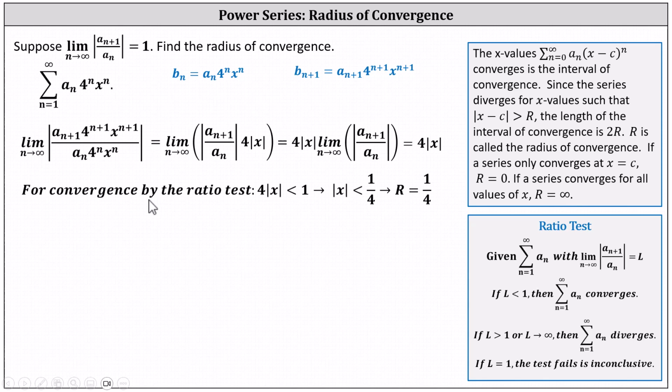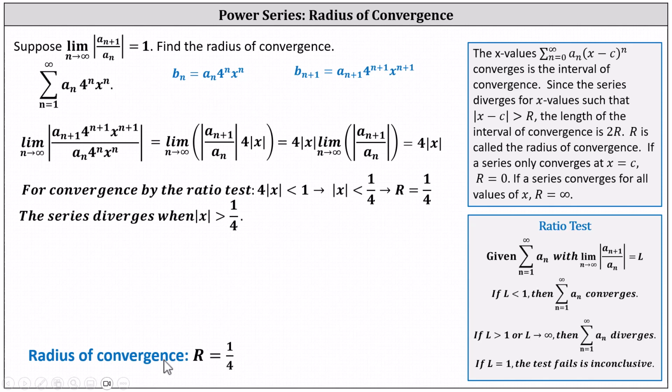This gives us the inequality 4 times the absolute value of x less than 1. To find the radius of convergence, we divide both sides by 4 and solve for the absolute value of x, giving us the absolute value of x is less than 1/4, and therefore the radius of convergence is 1/4. This also indicates the series diverges when the absolute value of x is greater than 1/4. So again, to answer the question, the radius of convergence is 1/4.